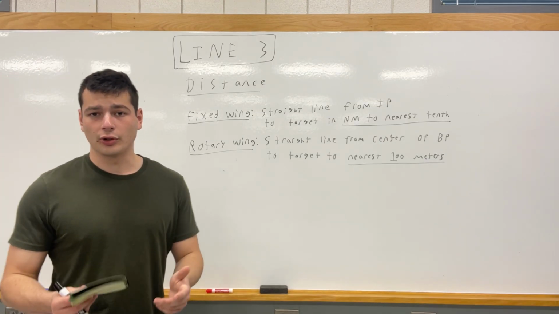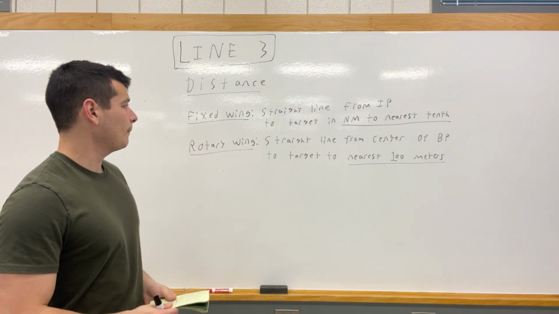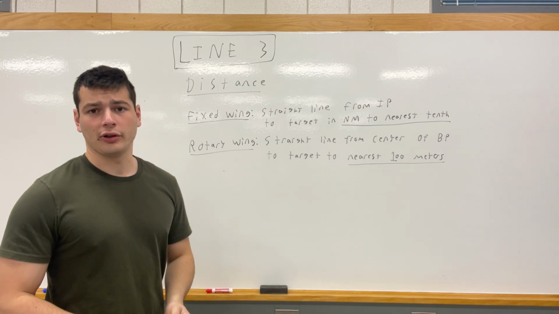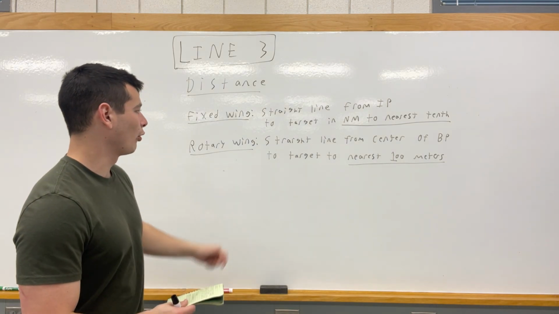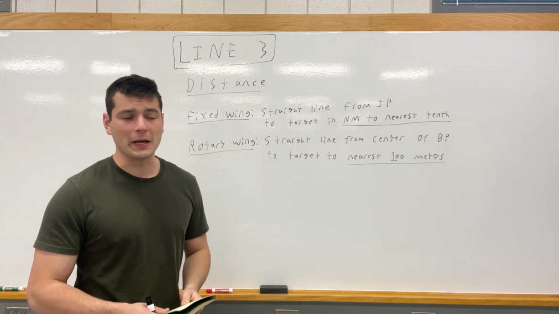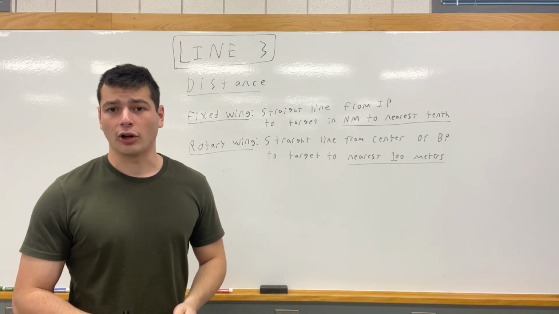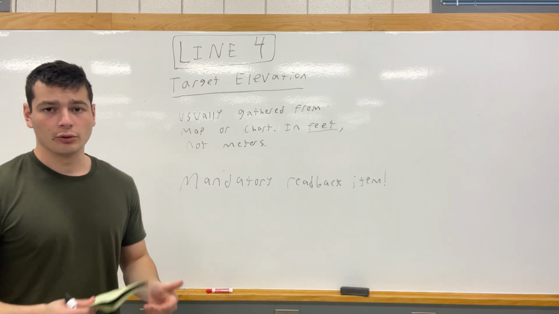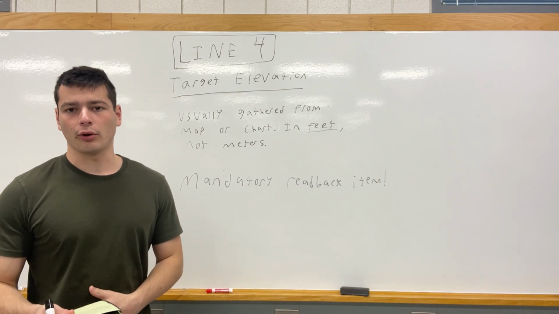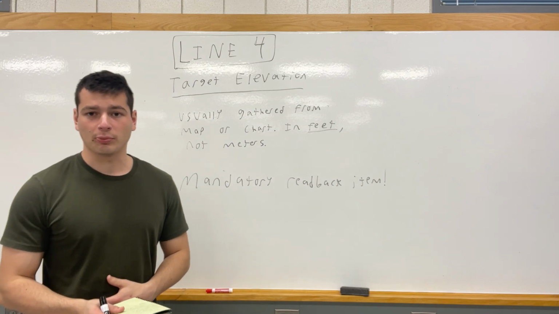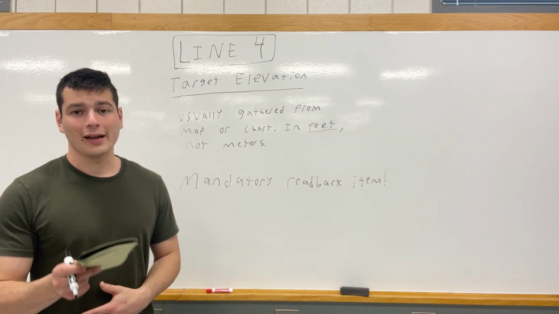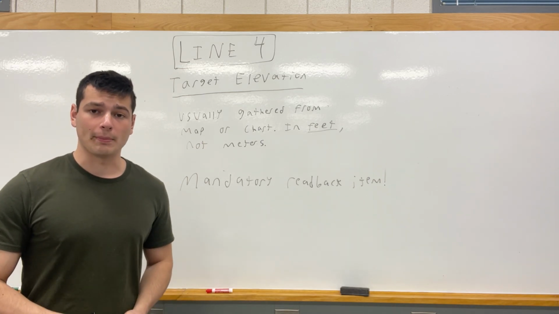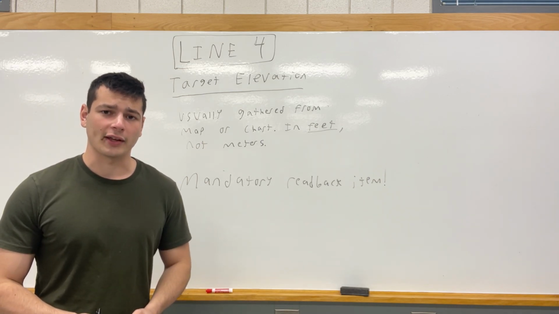Line 3 is distance. This one's a little more straightforward. For fixed wing, it's the straight line distance from the IP to the target in nautical miles to the nearest tenth of a mile. And for rotary wing, it's a straight line from the center of the BP to the target in the nearest 100 meters. Line 4 is also pretty straightforward. This is your target elevation. Usually you would acquire this from a map or a chart. The important thing to remember is that you're expressing this in feet, not meters. And also remember, line 4 is a mandatory readback item, meaning the aircraft must read back line 4 to the JTAC before conducting the CAS mission.